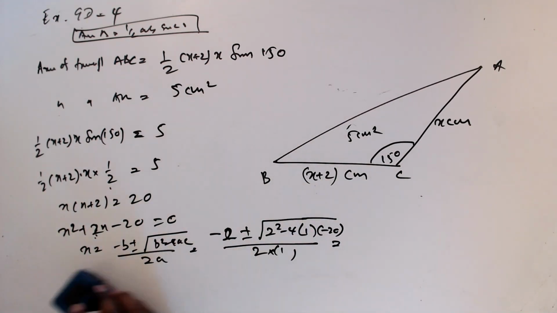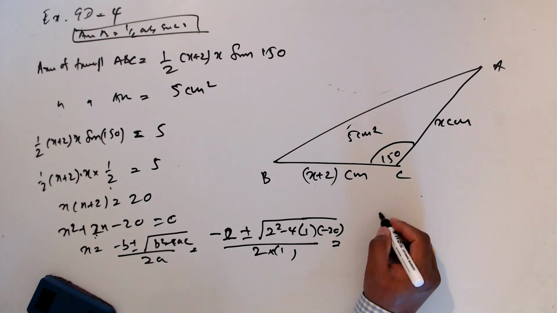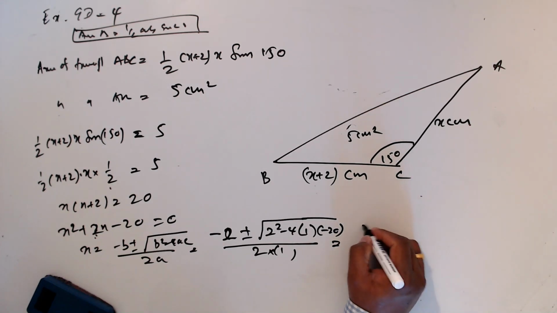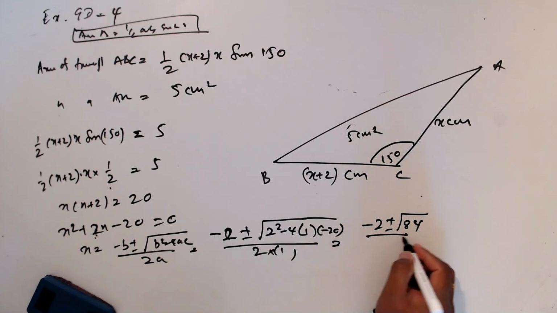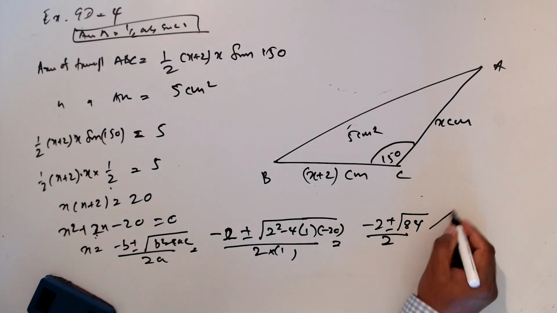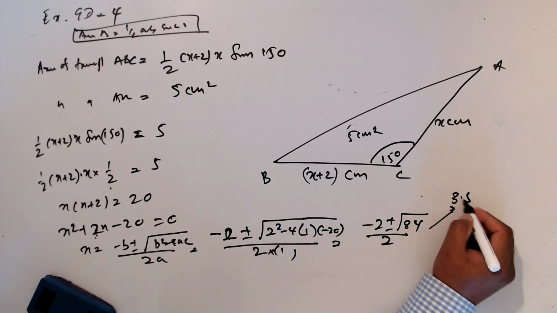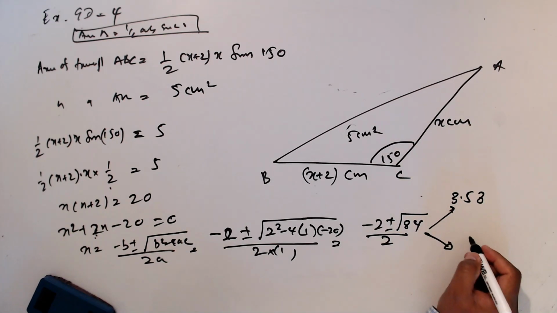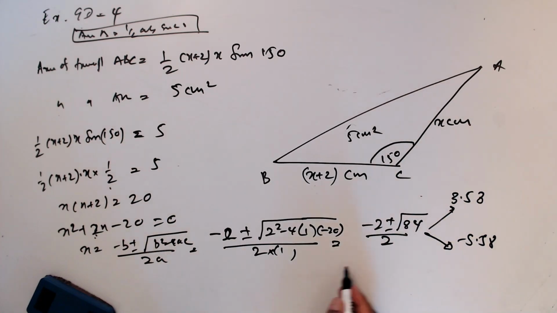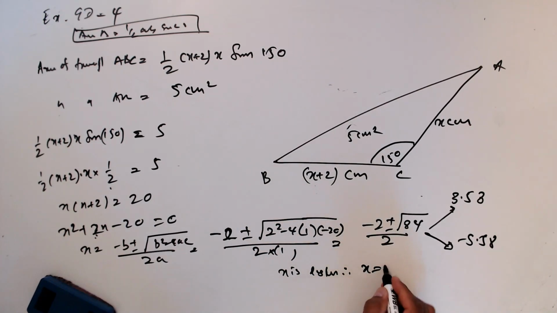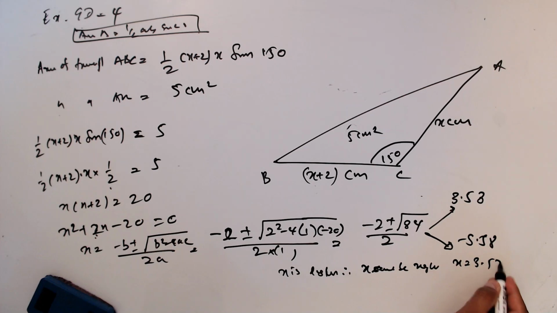So when you simplify, you will get x equals minus 2 plus or minus square root 84, over 2. One answer is 3.58, the other answer is minus 5.58. x is a distance, so x can't be negative, hence x should be 3.58.